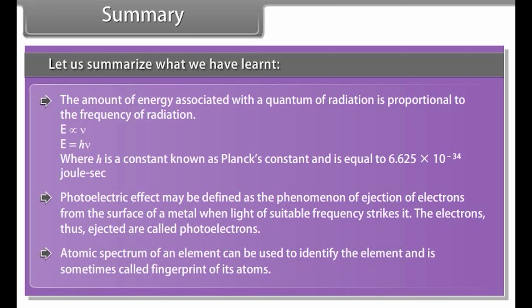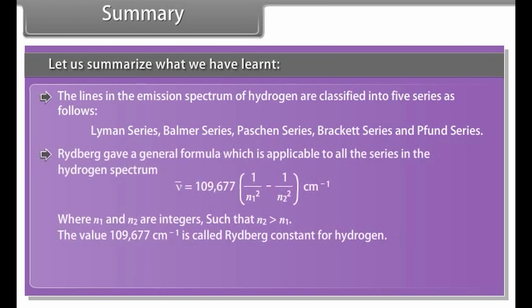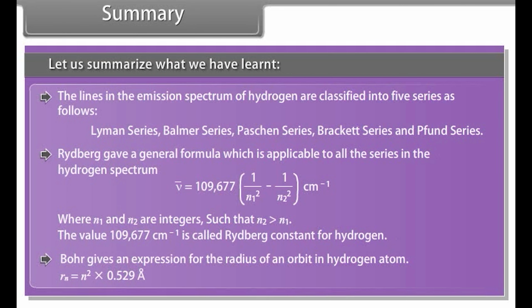Atomic spectrum of an element can be used to identify the element and is sometimes called fingerprint of its atom. The lines in the emission spectrum of hydrogen are classified into 5 series as follows: Lyman series, Balmer series, Paschen series, Brackett series and Pfund series. Rydberg gave a general formula which is applicable to all the series in the hydrogen spectrum. The value 109677 per centimeter is called Rydberg constant for hydrogen. Bohr gives an expression for the radius of an orbit in hydrogen atom. Rn is equal to n² × 0.529 angstrom.